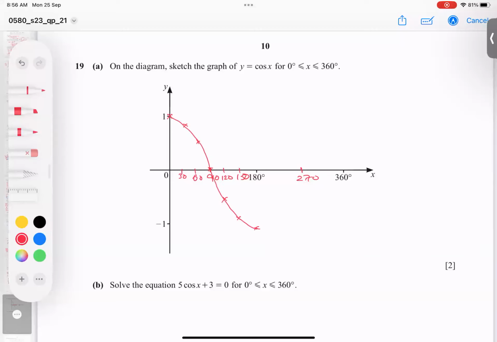Okay, and now it's going back. So this graph, I get it. And this graph, I get it. Okay, so this is a cos curve. I hope the point is very, very clear.